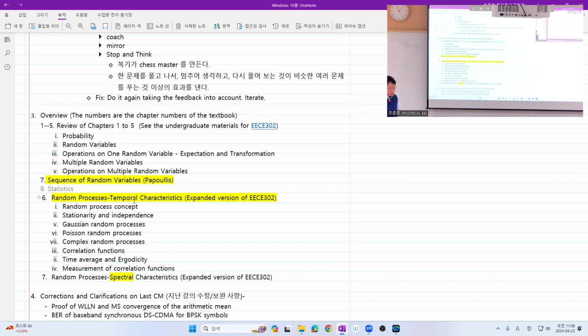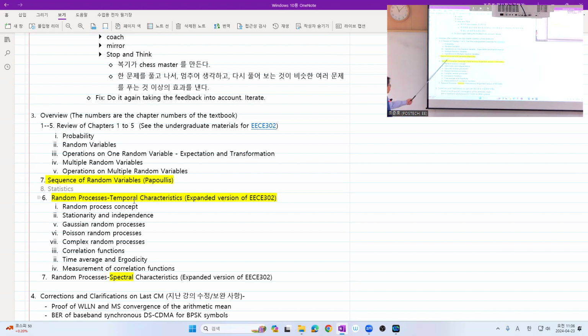First, we will cover the random process concept, stationarity and independence. Then we will study Gaussian and Poisson random processes. And also, most of you are communication engineering graduate students, so we definitely need complex valued, not only random variables and vectors, but also random processes. So we will cover that material. And we will talk about correlation functions, what ergodicity is, and how to measure the correlation functions.